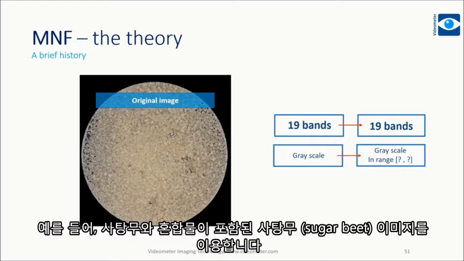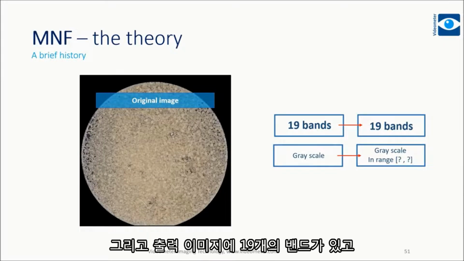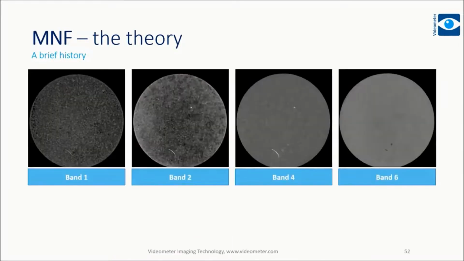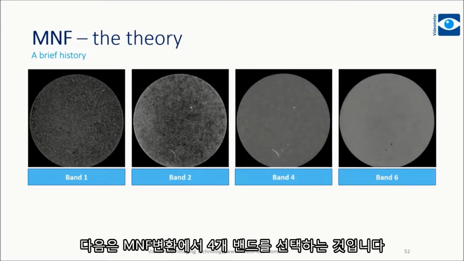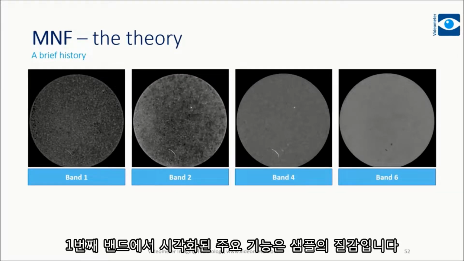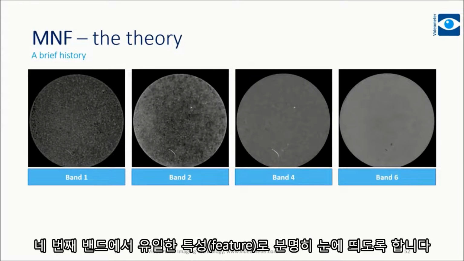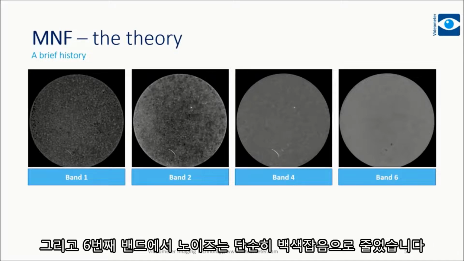As an example, we will use this image of a sugar sample with some admixture in it. When we perform the MNF, we get 19 bands in the output image, and the transformed image is still in grayscale as well. Here is seen a selection of 4 bands from the MNF transformation. In the first band, the primary feature visualized is the texture of the sample. In the second band, the defining feature might seem to be based on the composition of the sample, where we see some of the sugar grains standing out together with the admixture. In the fourth band, the admixture stands out clearly as the only feature, and in the sixth band, the noise has been reduced to simply white noise.